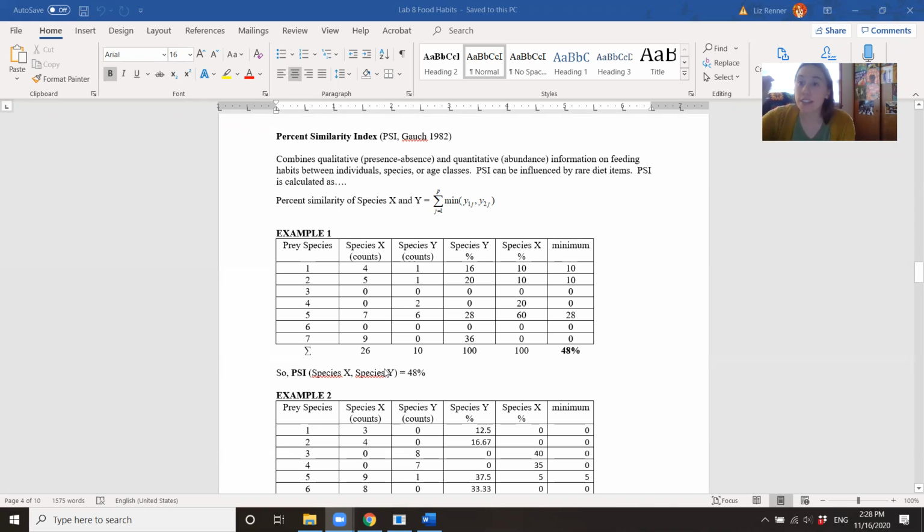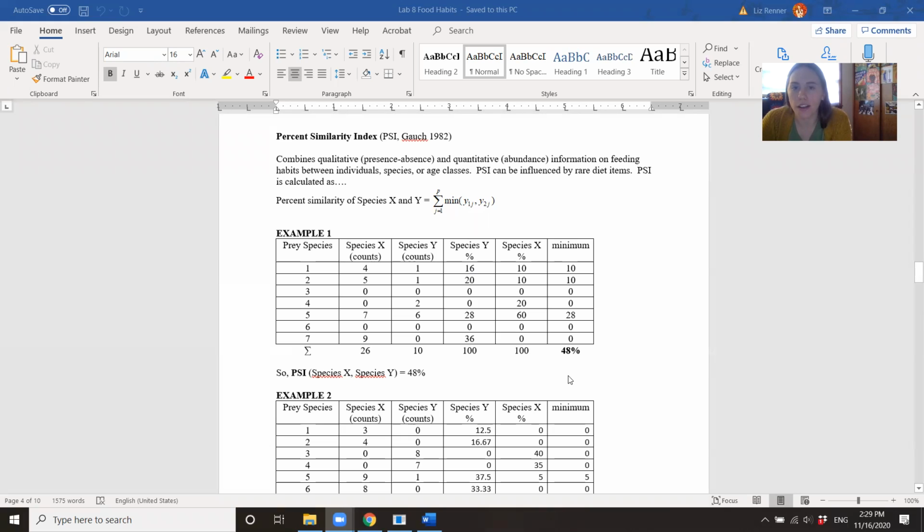So like 0 here, 16 or 3 there, right? And so both of those types of information on the feeding habits. And you can do it between individuals, you can do it between species, or you can do it between age classes of the same species. One caveat of this particular index is that the PSI can be influenced by rare diet items. So you calculate the PSI as the percent similarity of species X and Y is equal to the sum of the minimum value for species i or species j, and then the minimum value of species 2.